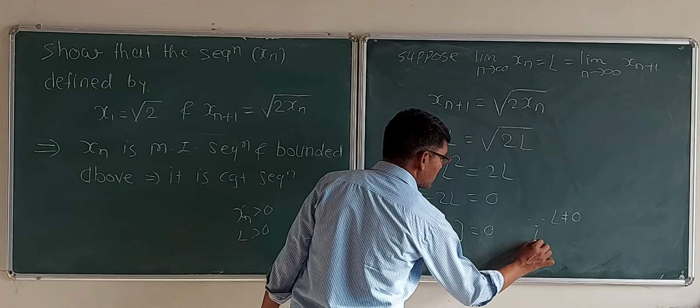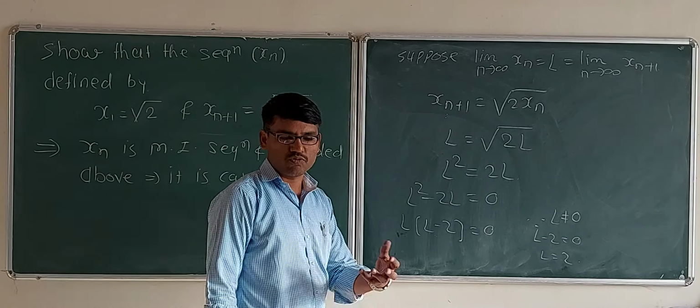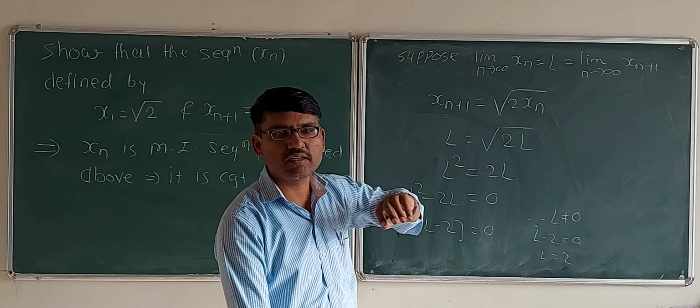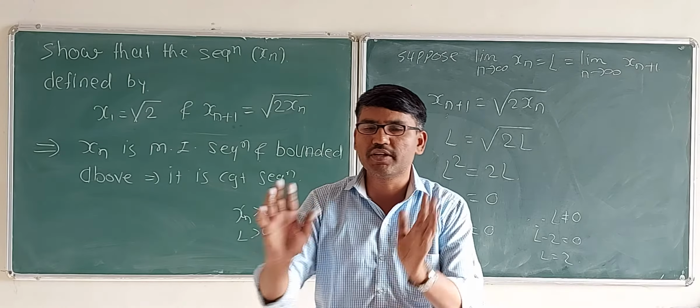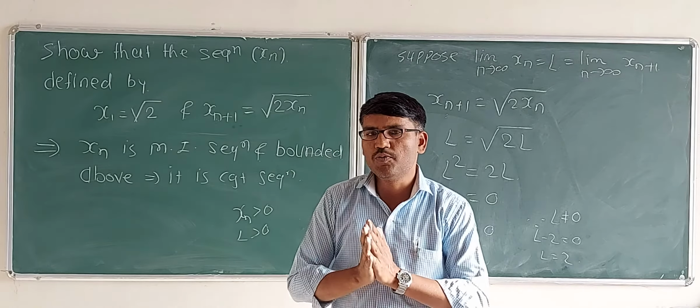Since L is never 0, L minus 2 must be equal to 0. But this implies L is equal to 2. And this is what we wanted to show, that L, which is nothing but the limit of the given sequence, is 2. And therefore this sequence converges to 2. Hope you understand.